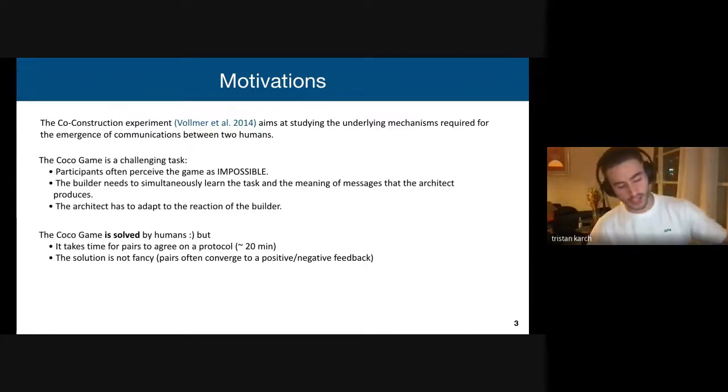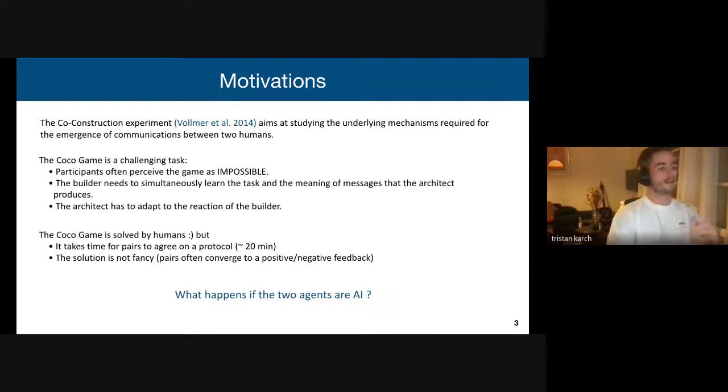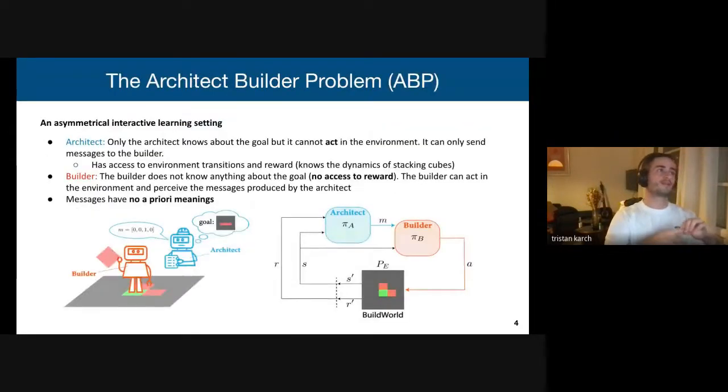So in our project with Paul, we wanted to study what happens if the two agents that I just described are artificial agents. So for that, we came up with a numerical simulation of the co-construction experiment. And we introduced a new asymmetrical interactive learning setting. So we have the same kind of agents, an architect and a builder.